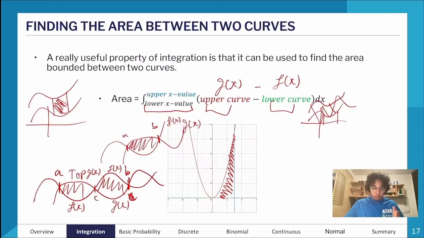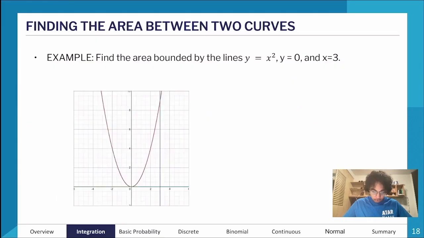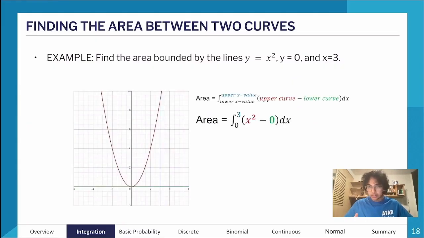Well, I want to determine what the lower and upper x values are. The upper x value is clearly going to be at 3, because that's where that line is. So this is at 3. It doesn't really matter what y value it is at, because we're not actually using that for the integral. The starting value, where y is equal to 0, is at x is equal to 0, which is quite convenient. Okay, now the upper function in this case is x squared.